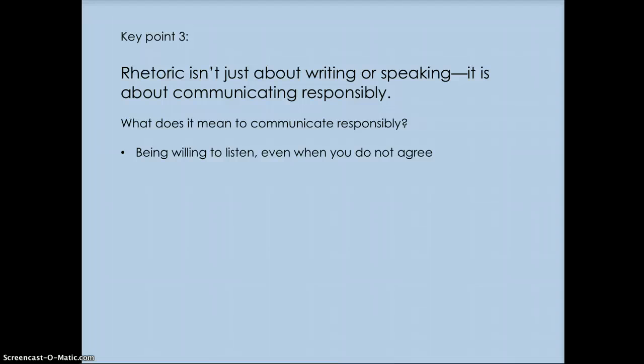For one thing, rhetoric is being willing to listen, even if you do not agree with the other people who are speaking or who are writing. So I think sometimes we think of rhetoric as just producing ideas, getting them out on paper or out on a screen, or using our voice to get them out in public. It's you having an idea and pushing it out. But we have to remember that part of responsible rhetoric is being able to stop and to listen and to consider the opinions and ideas of those around you, and to really think about those and think about what they mean, and then respond in turn.